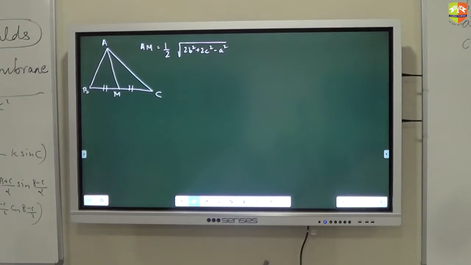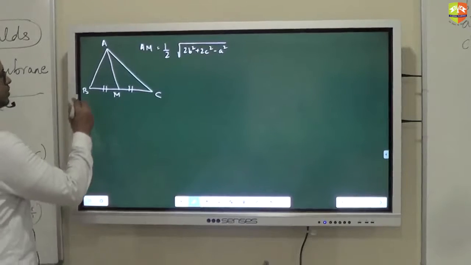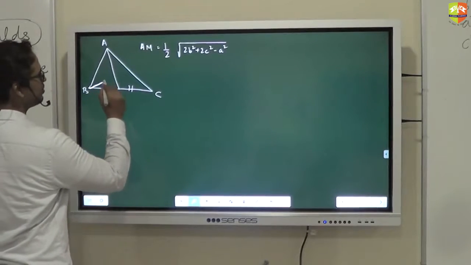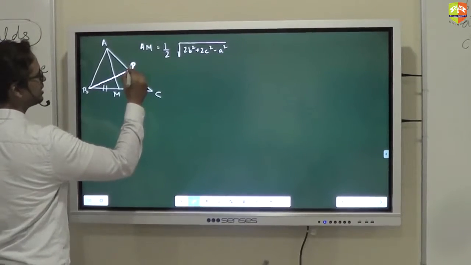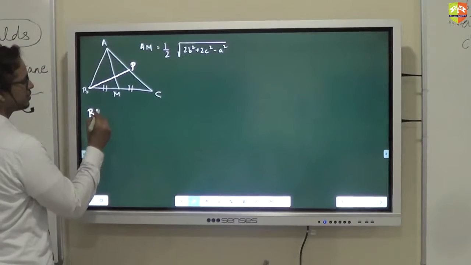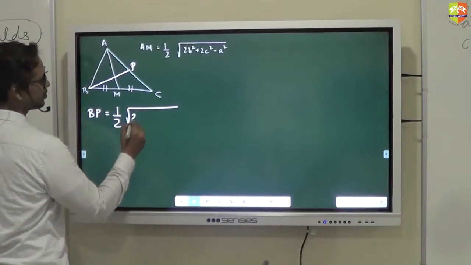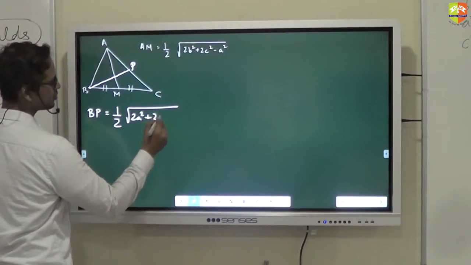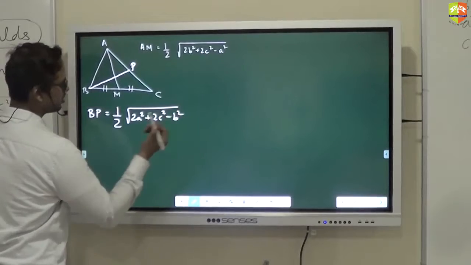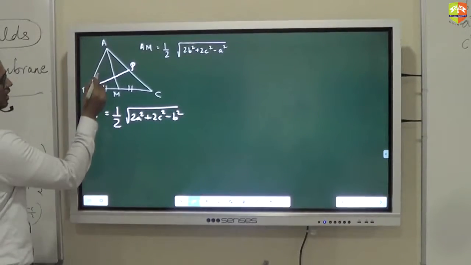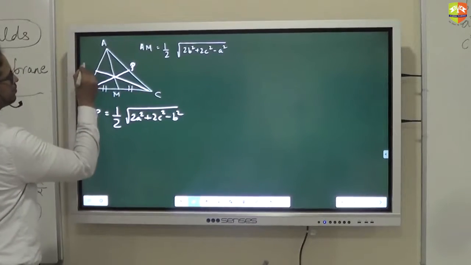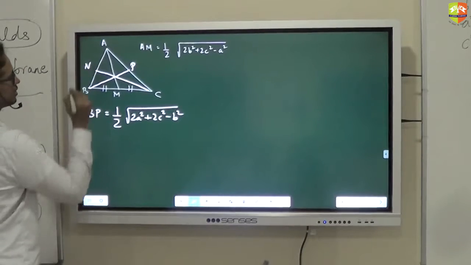By the way, other median length would similarly be found out by using a similar logic. Let's say BP. Who will tell me what is BP? BP will be equal to half root of 2a square plus 2c squared minus b squared. And let's say this median is CM.